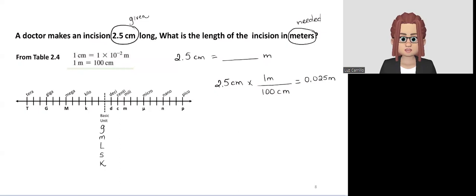My starting measurement has two significant figures. My final answer also has two significant figures. So in a way, this is one way to do it. So let me write the final result.